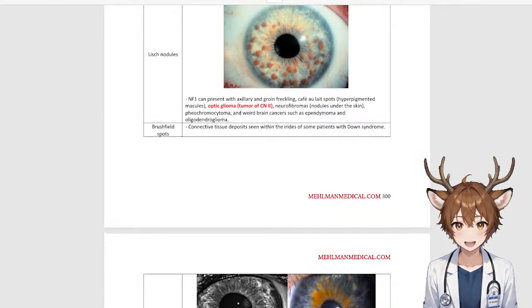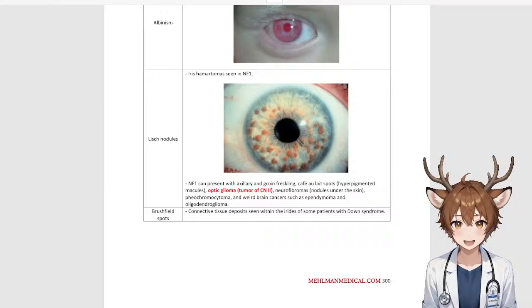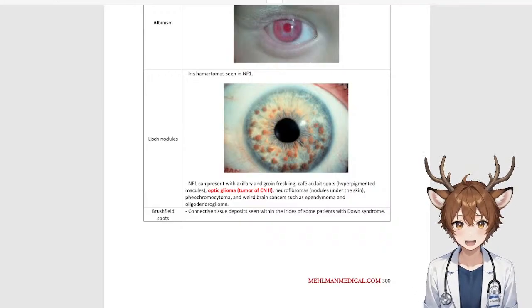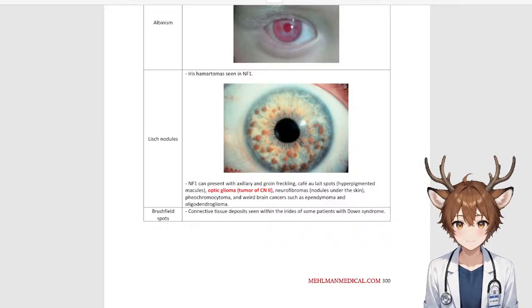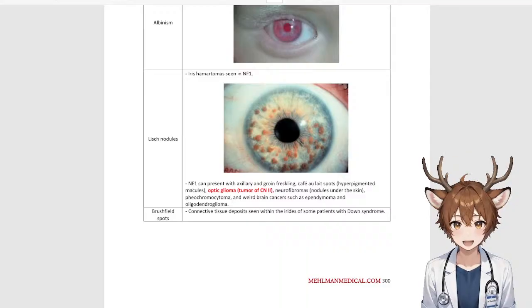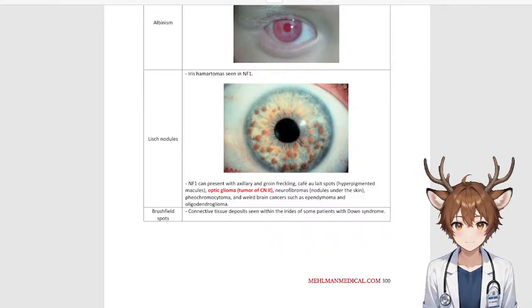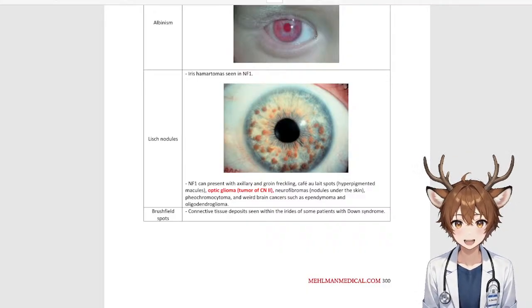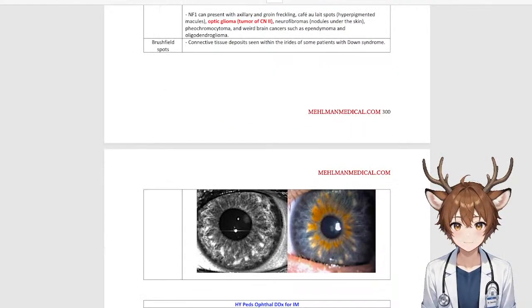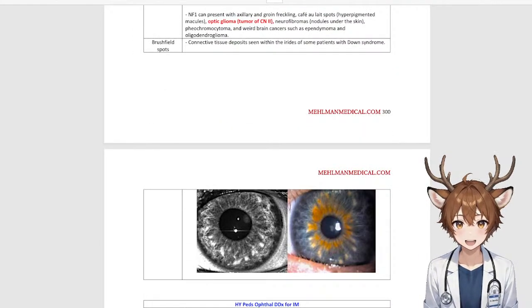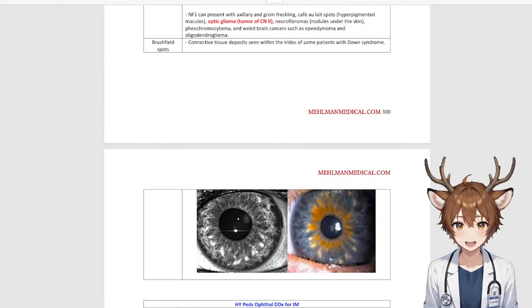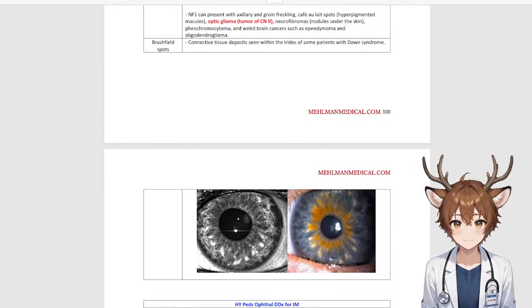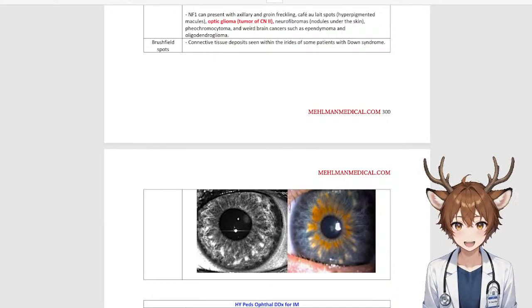What about Brushfield spots? And here's another thing too. They might not even show you a picture for some of these things. They might give you a vignette where they talk about the hamartomas or something with a Lisch nodule without even necessarily showing the picture. You just got to know that Lisch nodule has all these other kinds of associations with it, and bear that in mind when they're asking for some sort of answer from you. Next is Brushfield spots, connective tissue deposits seen within the irides of some patients with Down syndrome. So here we go, connective tissue, Brushfield spots.